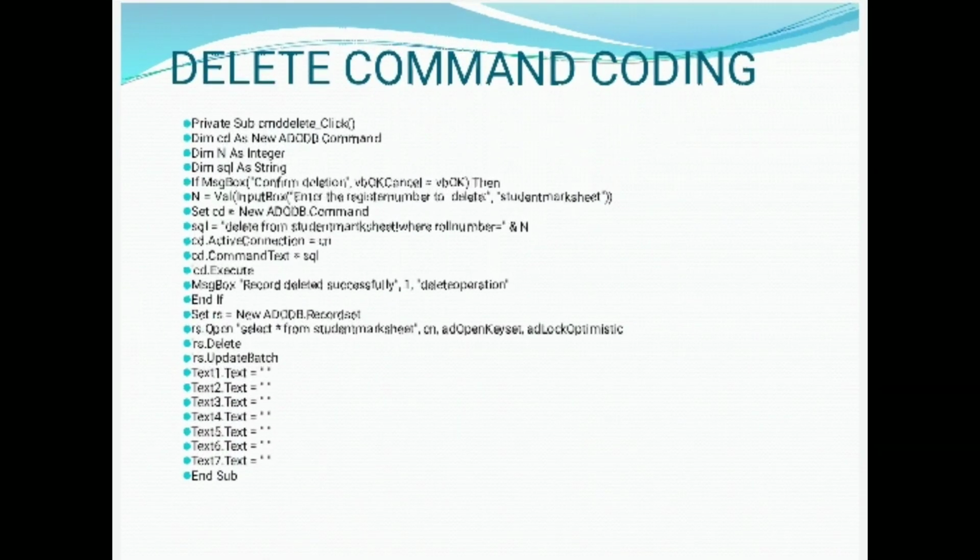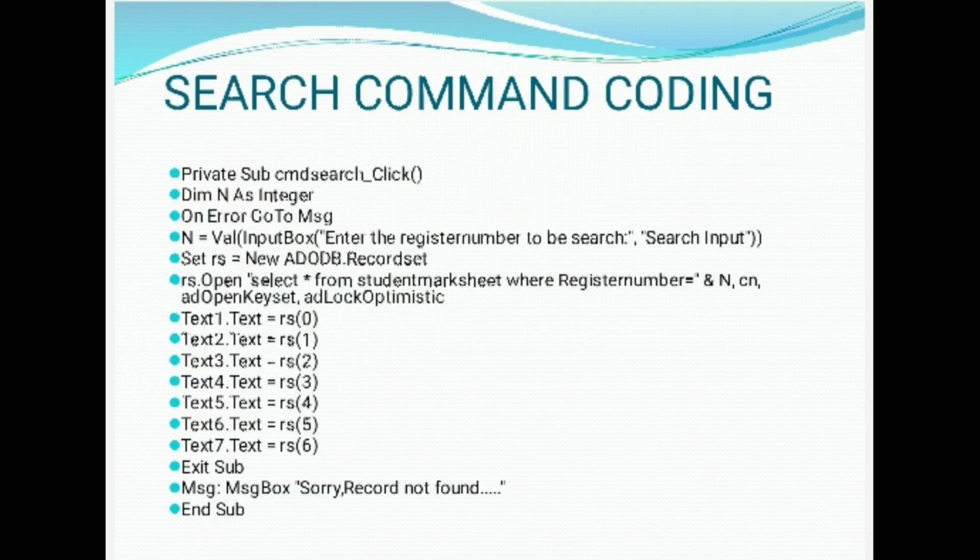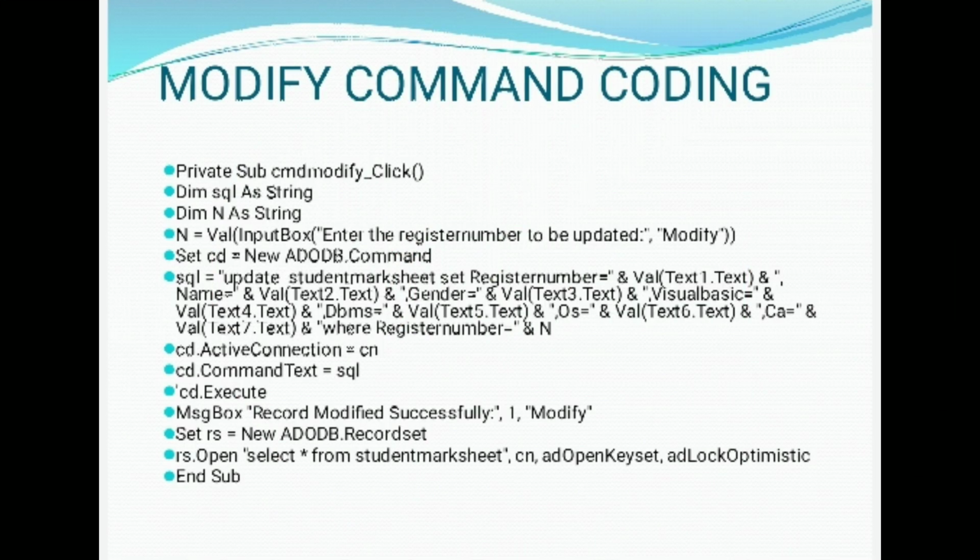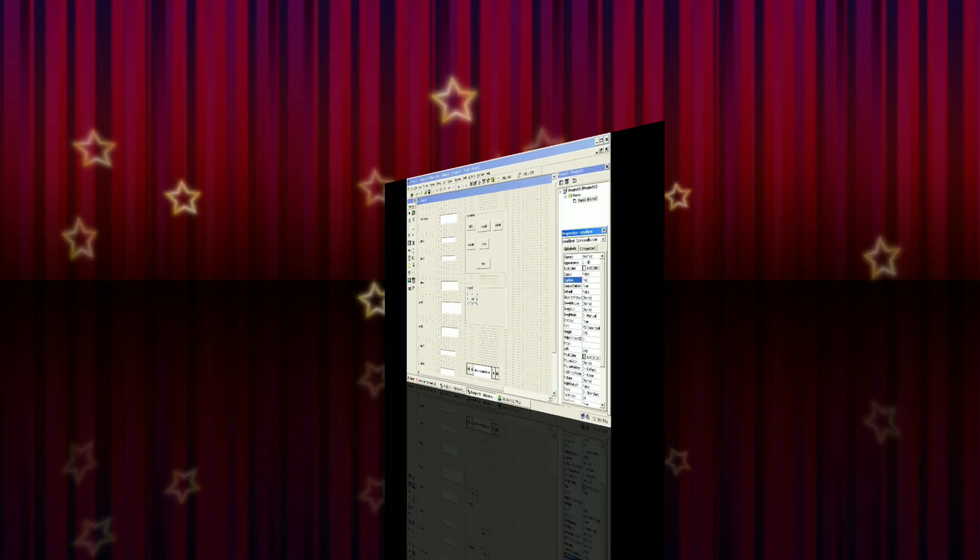Now again go to the form, double click in the delete command for giving delete operation coding. In the same procedure, give search command coding. Double click in the modify command button. Coding window for modify will be open. Give the appropriate keywords. Now we have completed the coding for 6 operations.